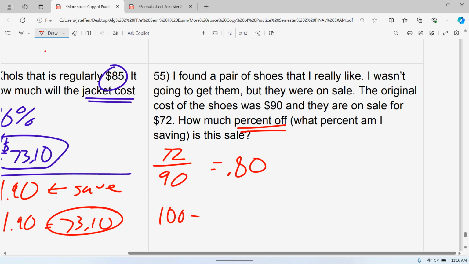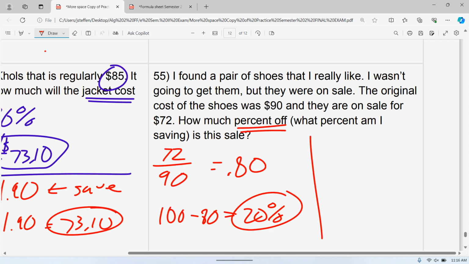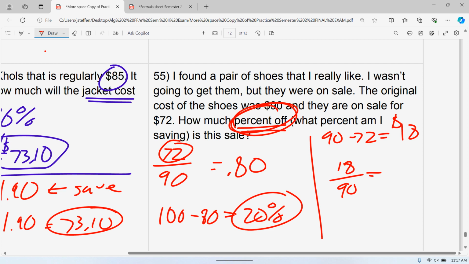But the other way to do it is, again, you could say, well, if I spent $72, I wanted to find out what the percent off was. 72 is not how much money off. That's how much money it cost. We want to find how much money is off. So if it is $72 that we paid, that means it is $18 off. We're saving $18 on that. So if it's $18 off, to find what percentage off, you divide that by 90. That gives you that 0.2, which is 20% off. Either one of those is fine.